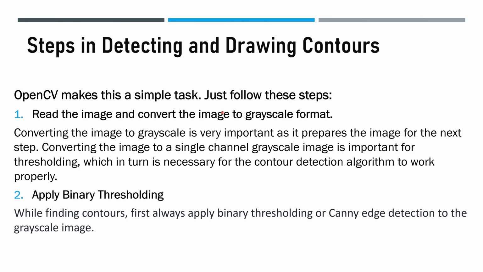Now that you have been introduced to contours, let's discuss the steps involved in detection. OpenCV makes it a simple task. Just follow these steps. First, read the image and convert it to grayscale format. Converting the image to grayscale is very important as it prepares the image for the next step. Converting the image to single channel grayscale is important for thresholding, which in turn is necessary for the contour detection algorithm to work. The next step is applying binary thresholding. While finding contours, always first apply binary thresholding or Canny edge detection to the grayscale image.